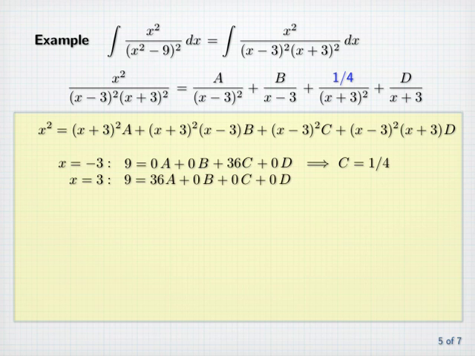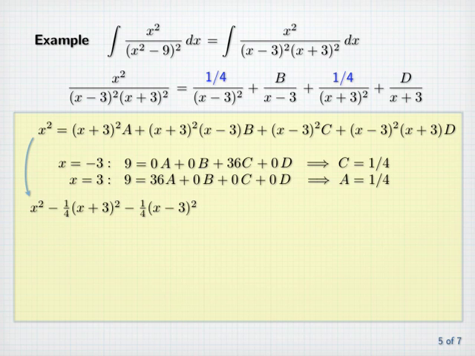The coefficient of a is 6 squared, or 36, and so we easily get that a is 9 divided by 36, or 1/4. Now we've essentially exhausted this approach. There are no other values of x that will let us determine b and d in the same way. So let's take the values of a and c that we've found and put those into our equation and rewrite the known terms on the left, x squared minus the a term minus the c term. That will equal the b term plus the d term.